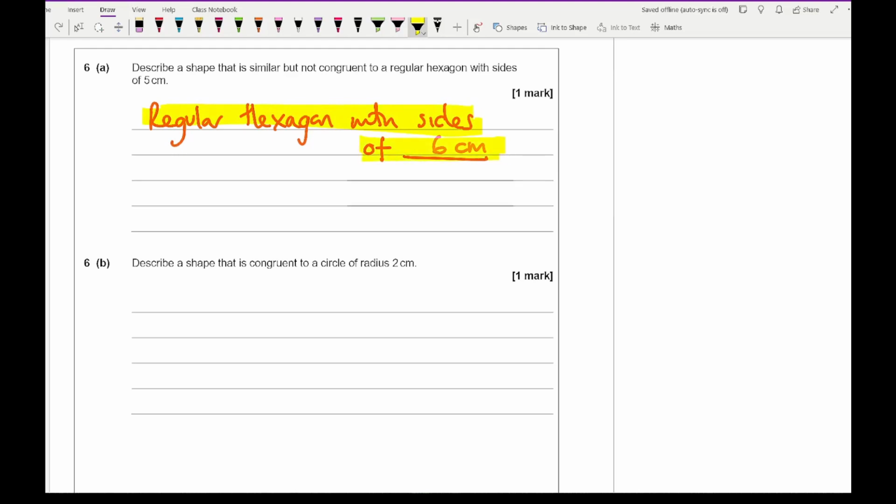Then for B, it says describe a shape that is congruent to a circle with a radius of 2 centimeters. Well, for it to be congruent, it needs to be exactly the same.